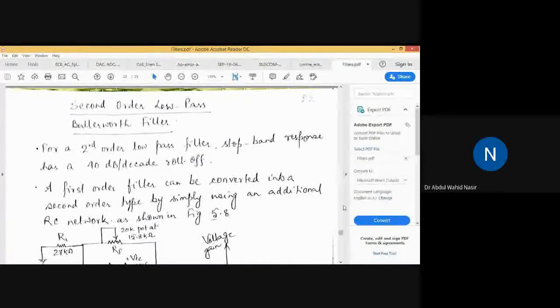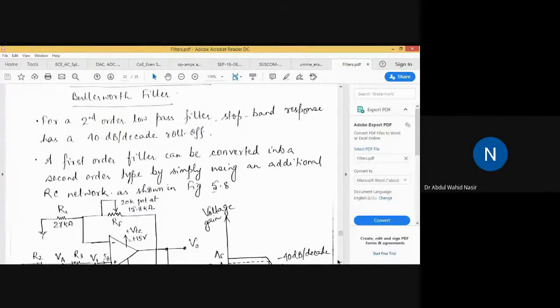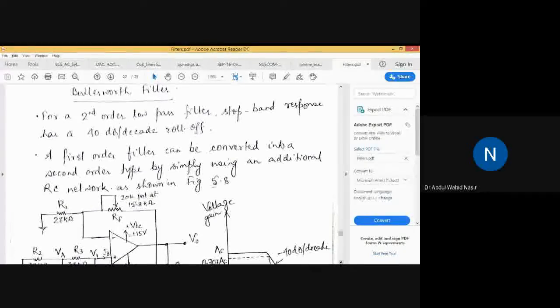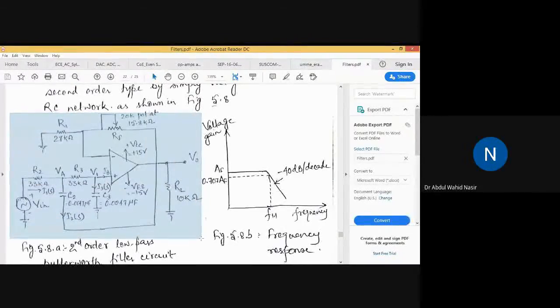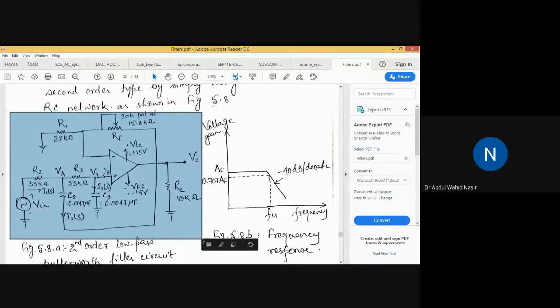A first order filter can be converted into a second order type by simply using an additional RC network, as shown in the figure. Just see the circuit diagram of a second order low pass filter. This represents the whole circuitry and the main components. Everything is the same at the inverting terminal. We have RF. Only some changes are there at the non-inverting terminal, where you are giving the input.